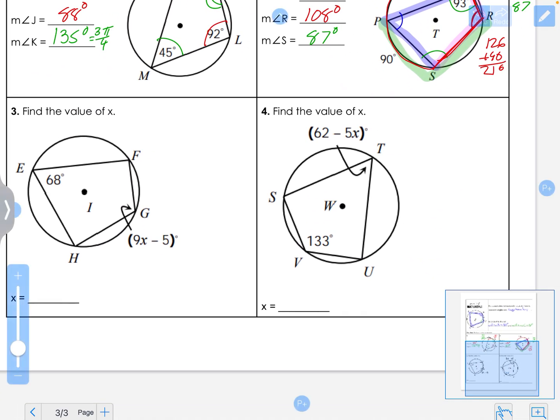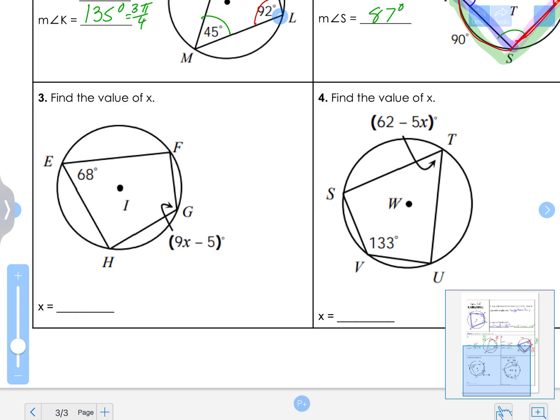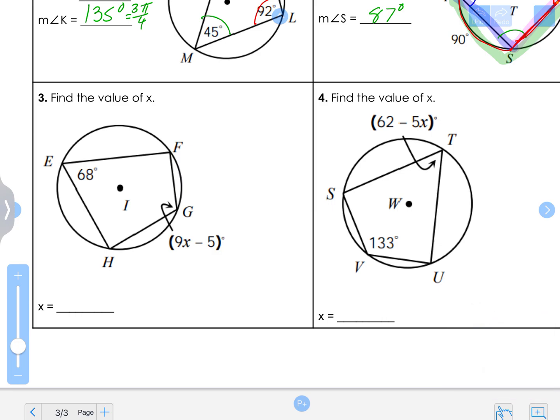All right, and these last two problems, it's the same thing we were doing, but now we just set it up with an algebraic equation and solve for x. So I want you to solve for them on your own and then check your answers with the completed notes.